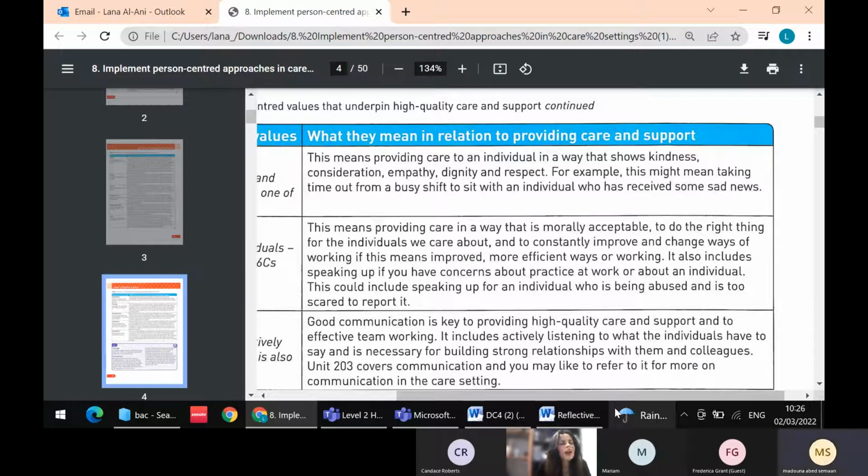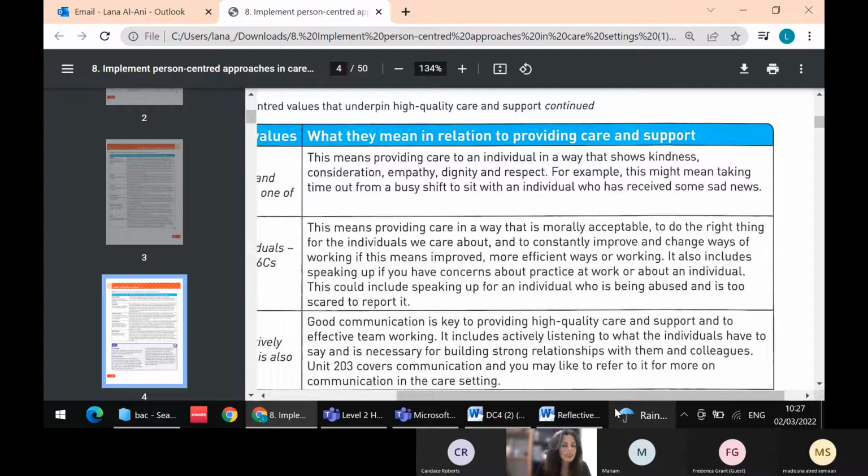So you need to show that means providing care for the individual. Yeah, so we need to provide care for the individual in a way that shows kindness. Compassion is all about empathy, kindness, consideration, dignity, respect. For example, we take time out from a busy shift to sit with an individual who's sad or unhappy for a while because he heard very bad news about his family or his partner. So we always need to be kind to the people.